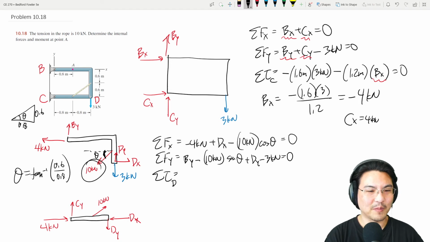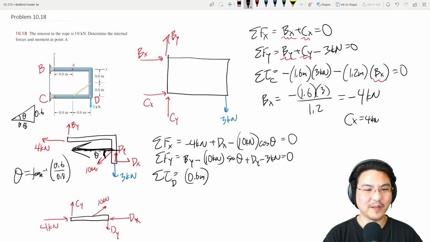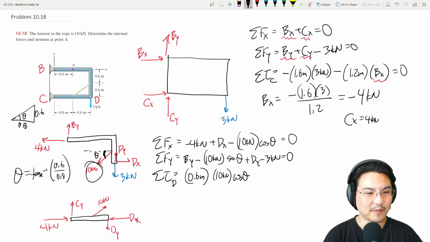Okay, so there's torque from this, which is, the lever arm is 0.6. So 0.6 times only the component this way, perpendicular to that lever arm, which is adjacent to the angle. So then 10 cosine theta. Okay, so that's the torque from this.